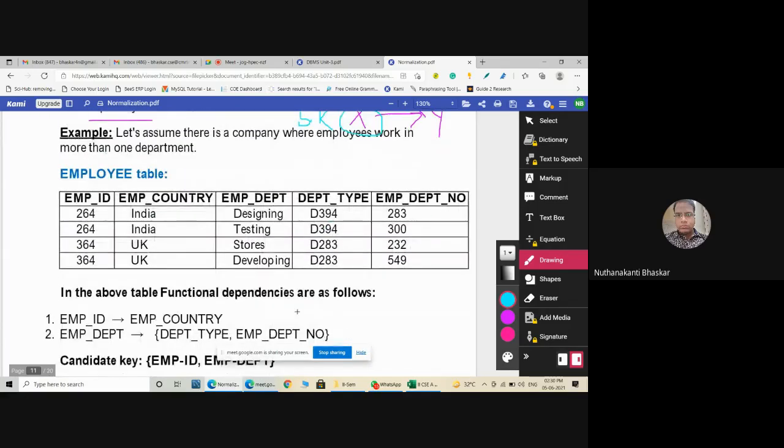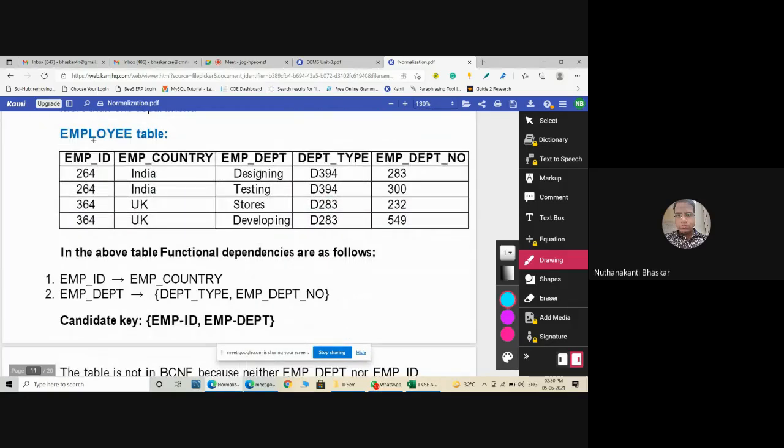Right. Now coming to the example. Now one table, that is the employee table: employee ID, employee country, employee department, department type, employee department number. Here if you take employee ID, all the remaining details are depending on employee ID. Yes or no? Like a student hall ticket number, all remaining details depend on it. So employee ID is a primary key, because all remaining details are depending on employee ID.